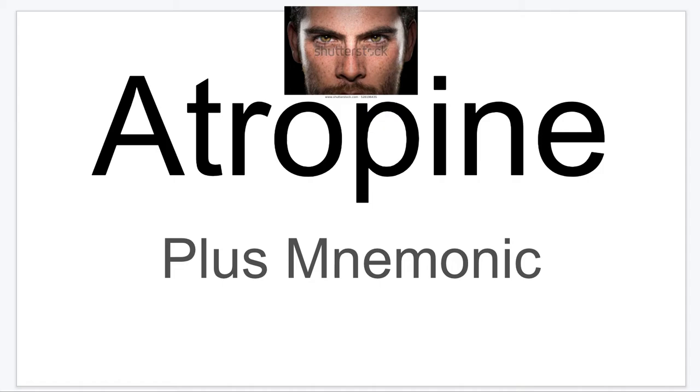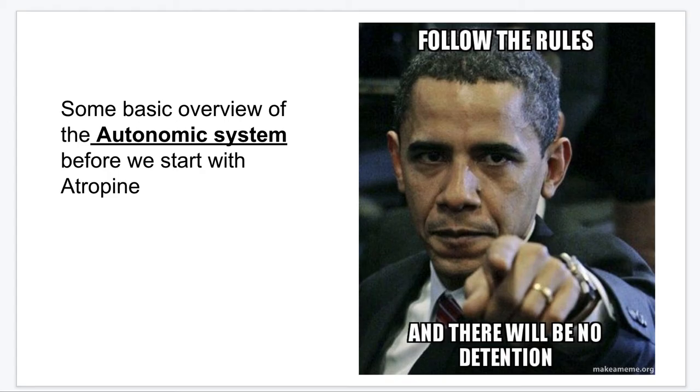Atropine, very brief. It's going to be explaining atropine in quite detail with a mnemonic. So the main thing about atropine, if there's one thing you can take from my lecture, is that it dilates your pupils. I want to be setting out some rules of the autonomic nervous system.